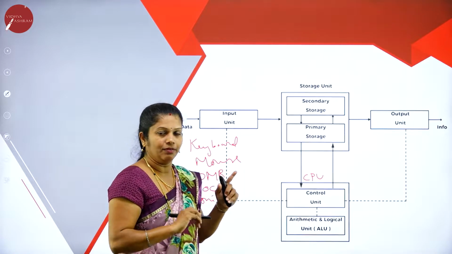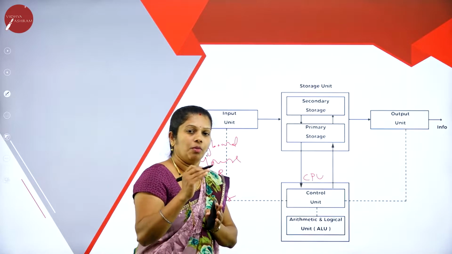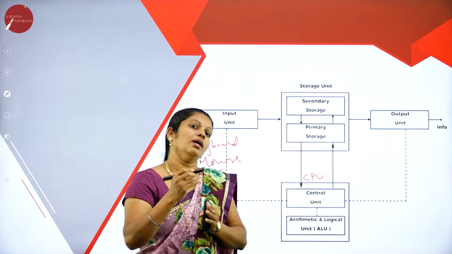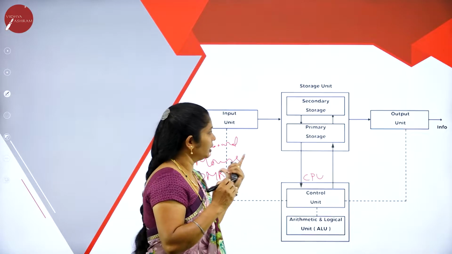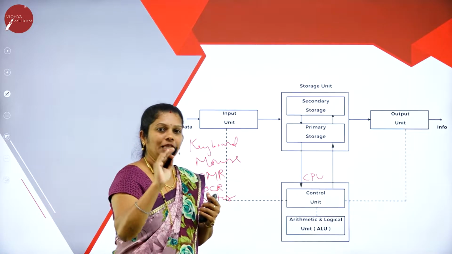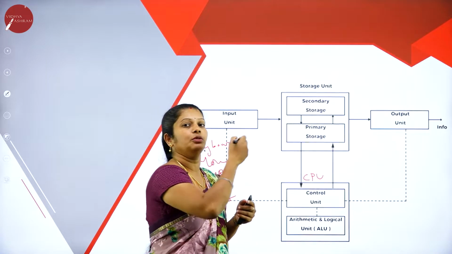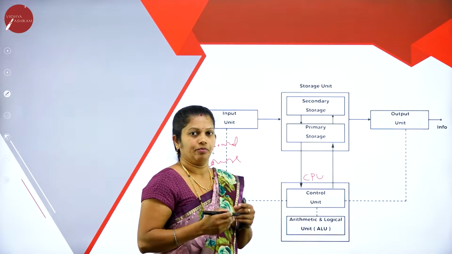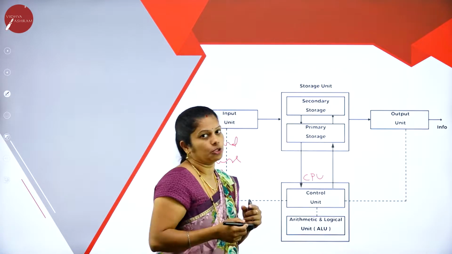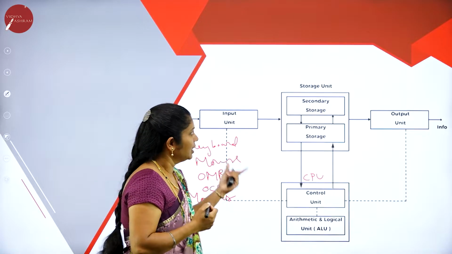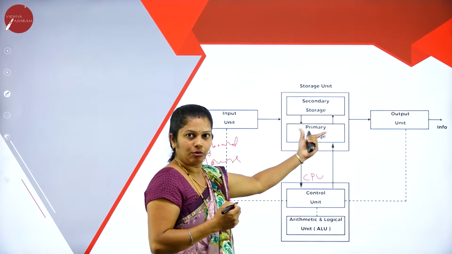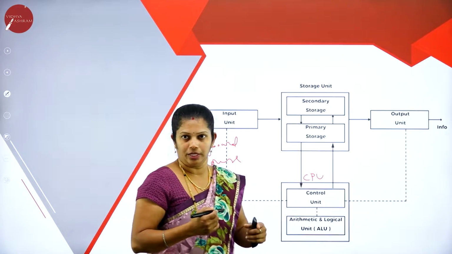Whereas for example, for input devices, keyboard, mouse, monitor, OMR, MICR, all those you can give as examples for input devices. An input device helps to give input data to the computer. It can give input data to the computer for processing purposes. The second one, when we come to the second unit, is the storage unit.